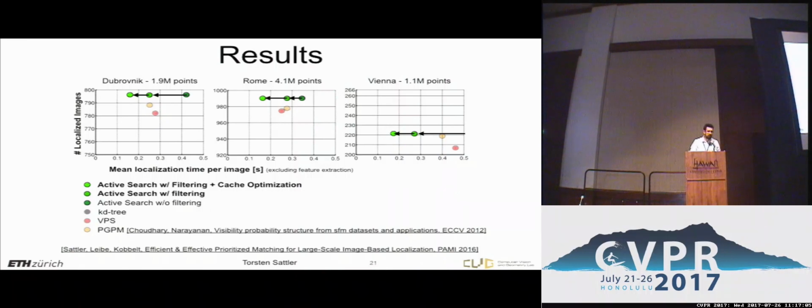Yes, those are all timings after feature extraction. So feature extraction, if you do it on a GPU, SIFT GPU, it's, depending on the image resolution, about 100 milliseconds. But this is an individual CPU core. And most of this you could easily parallelize.